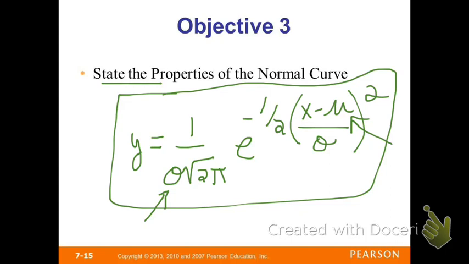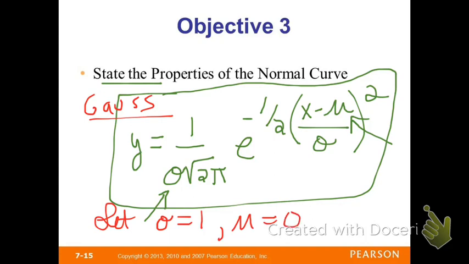And I just want to write that on here. I'm going to do this in a different color. So I'm just going to write here Gauss, give him some credit, my favorite mathematician. If you let sigma equal 1 and mu equal 0, then you're no longer looking at just any old normal curve. You're looking at the standard normal curve, which is the one you have in the back of your stats book, which we're going to be very familiar with in a second.